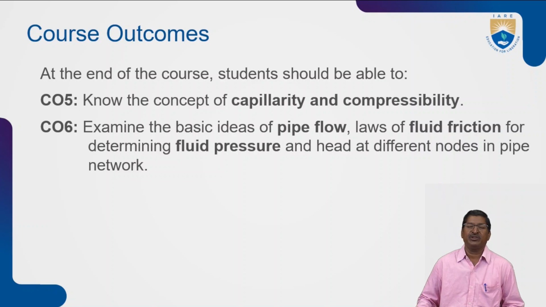And pipe flow. If you allow any fluid to flow through pipes, maybe by gravity, maybe by force, there will be friction developed between the surfaces of the pipe and the fluid, and energy will be lost after traveling a certain distance. So pipe flow or fluid friction, all these things will come under course outcome 6.